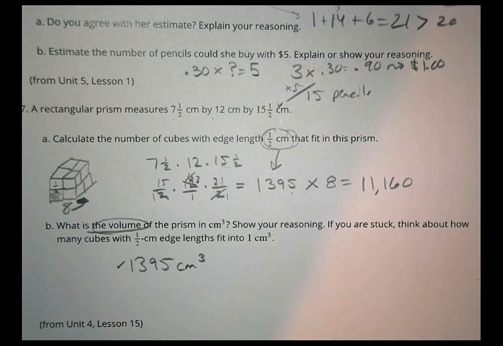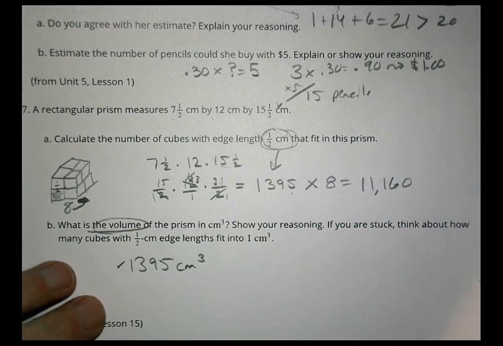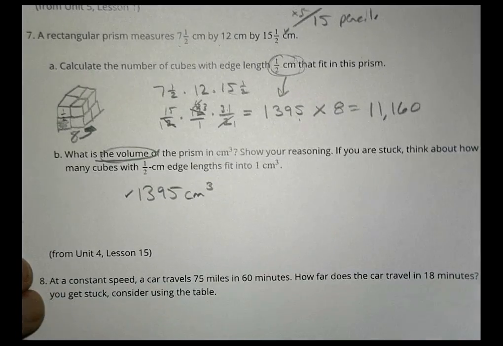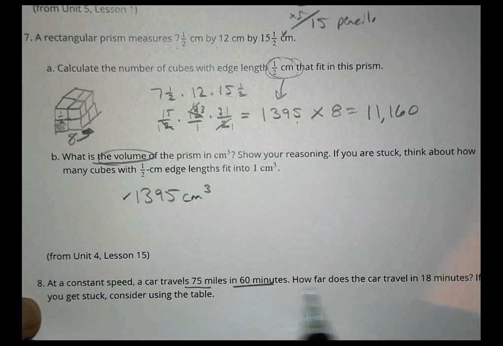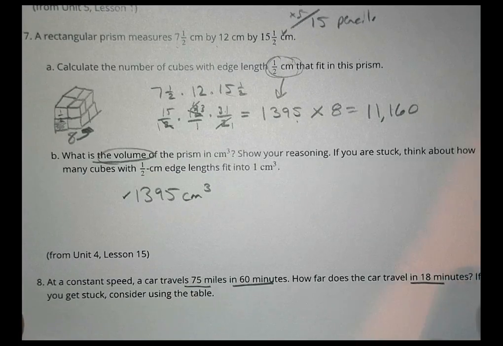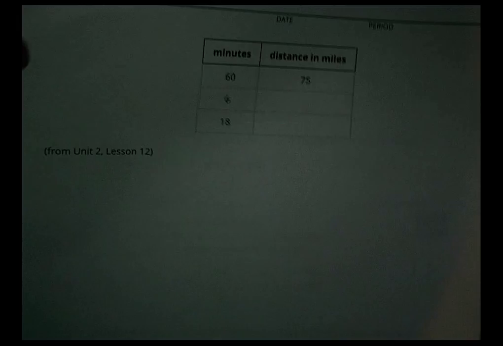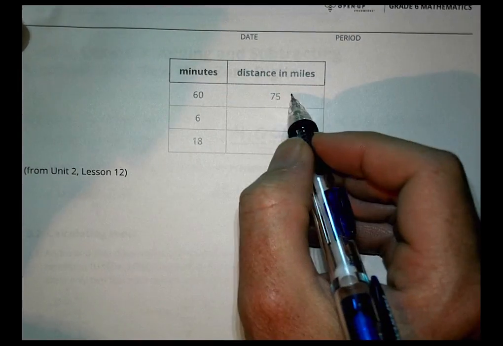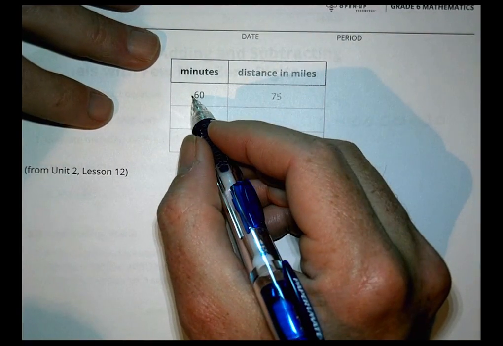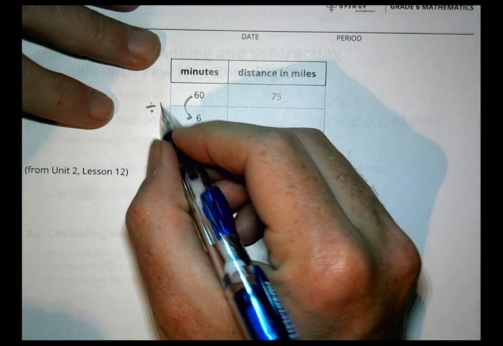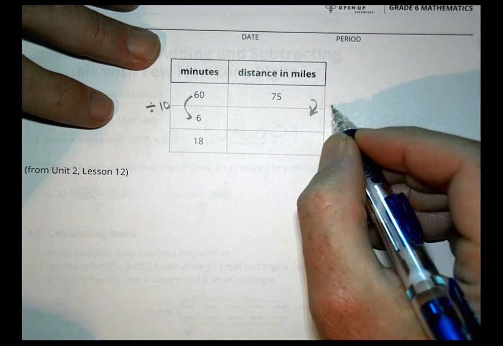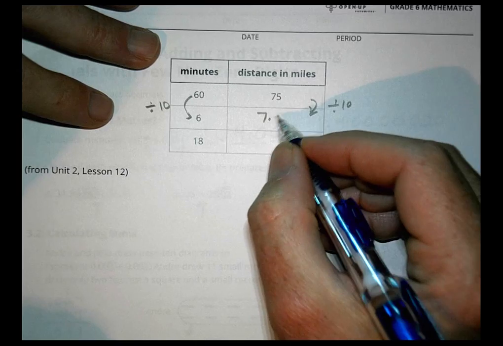All right. And our last one here says a car is at a constant speed, a car travels 75 miles in 60 minutes. How far does it travel in 18 minutes? So let's take a look because they have a table here. We know that in 60 minutes it goes 75 miles. So to go from 60 to 6, we are dividing by what? We're dividing by 10. So 75 divided by 10 is 7.5.